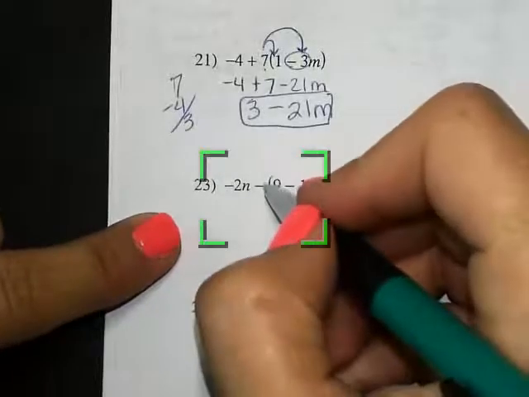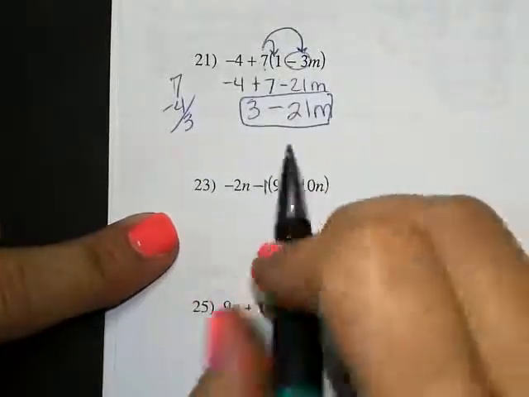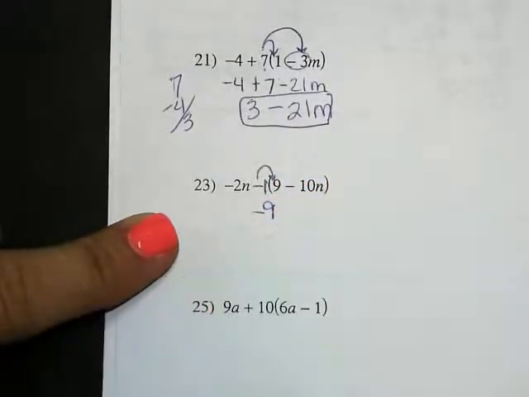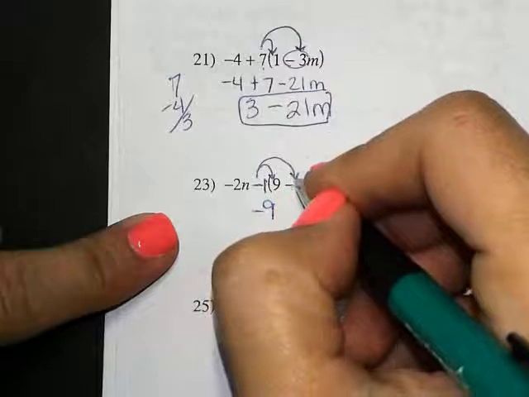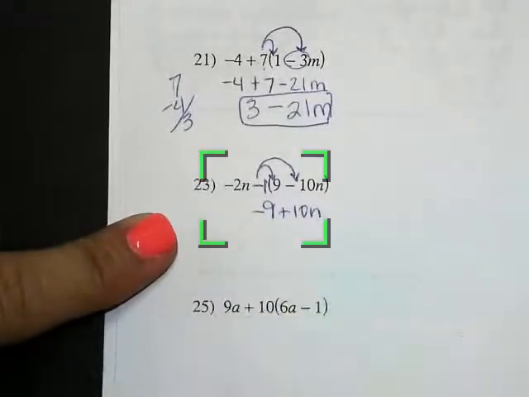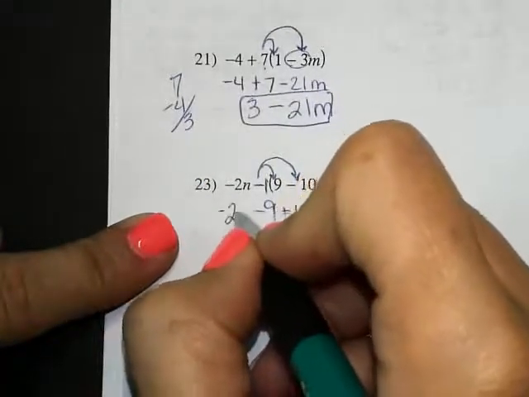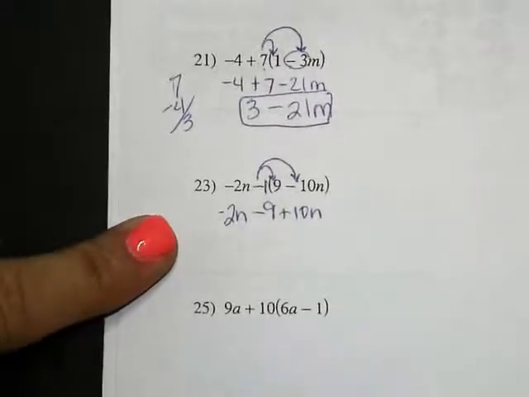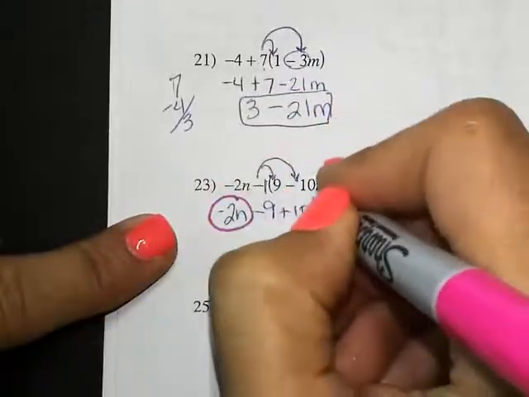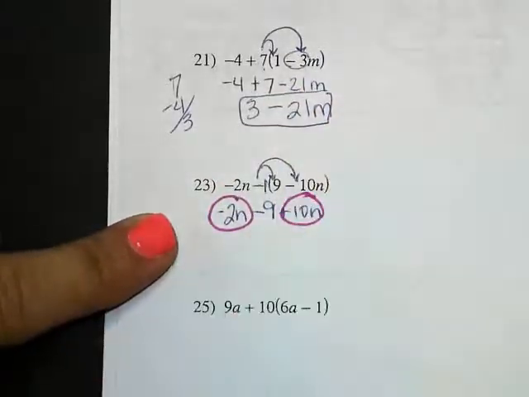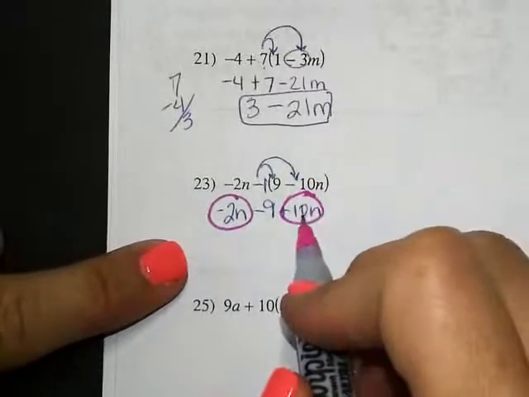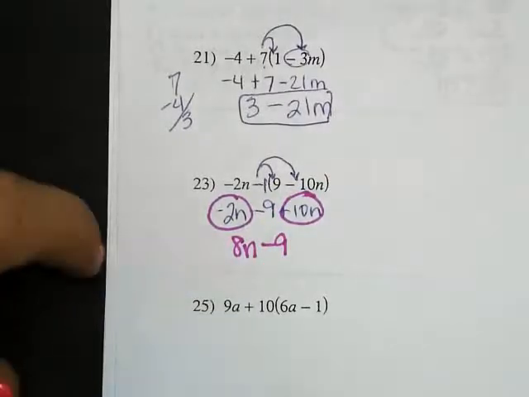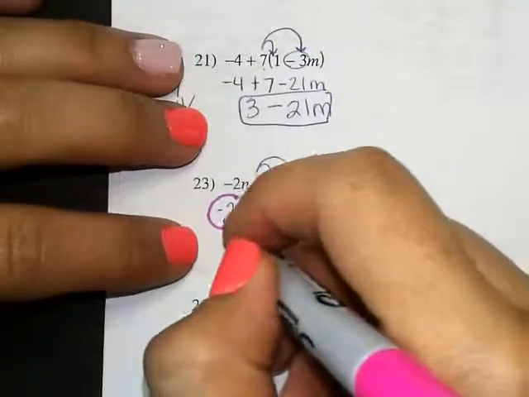Drop down to 23. This is where I say to you, remember about the sign in front. Negative, you're going to distribute the -1 to the positive 9, and that's going to turn into -9. -1 times -10 makes positive 10n. You have minus 2n. These two are the ones with the same variable. Positive 10 minus 2 gives me 8n, since they're different signs, you subtract them. 8n minus 9. Final answer.